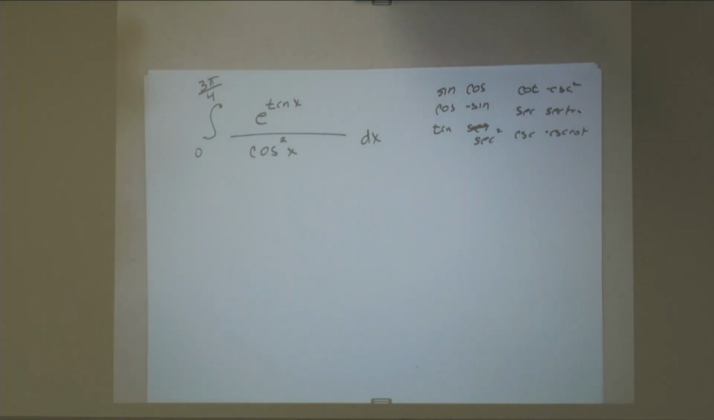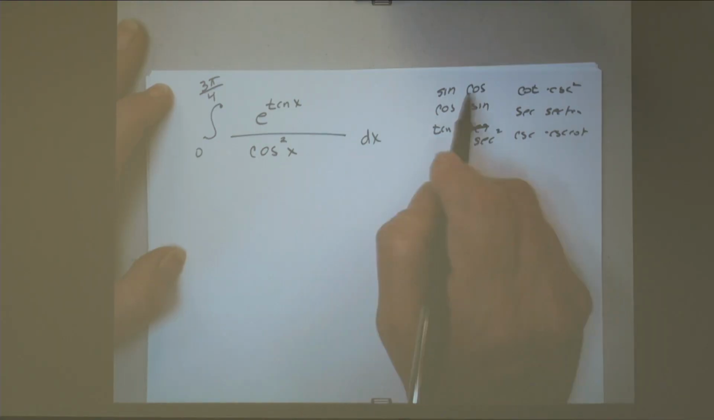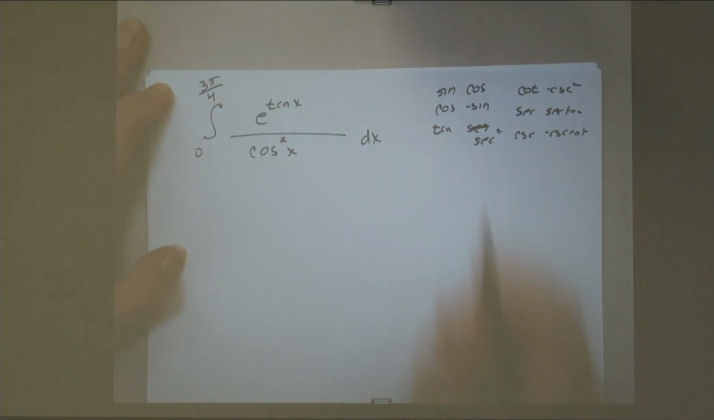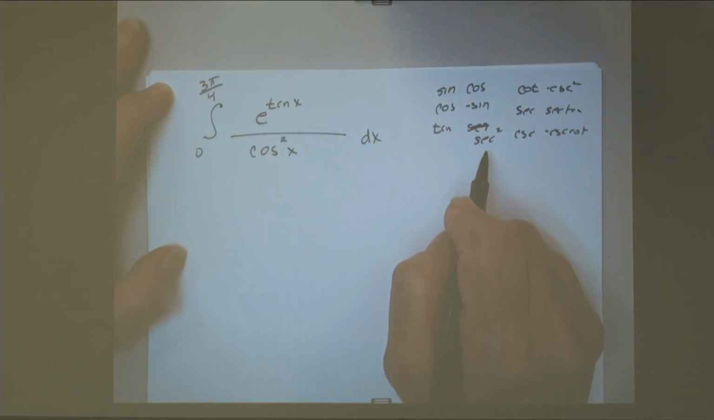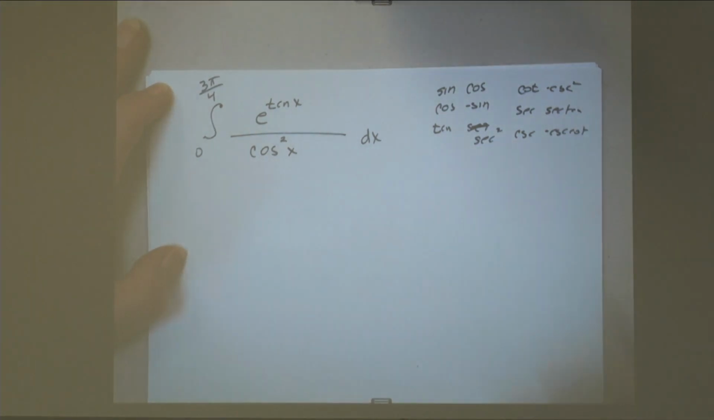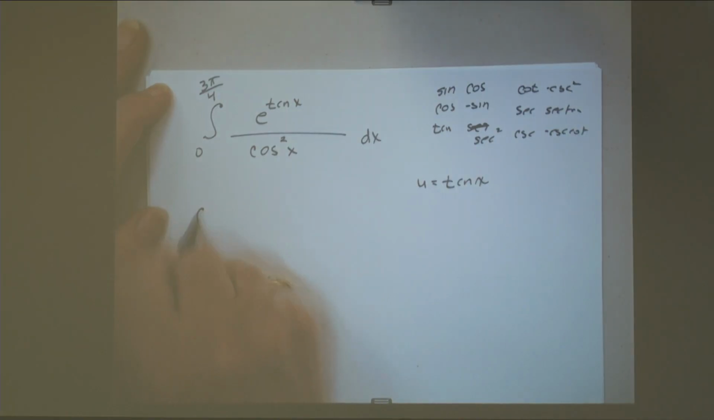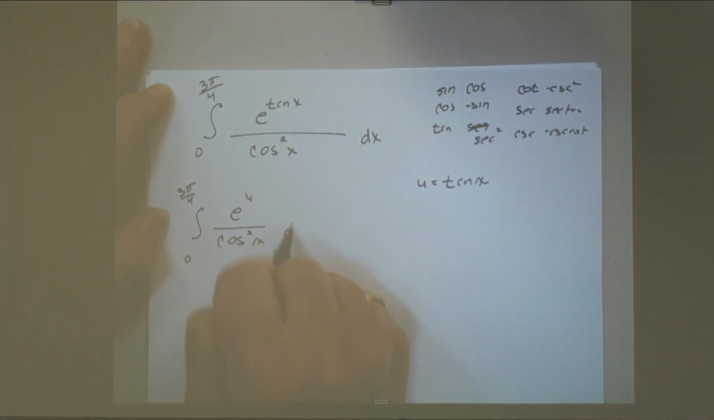All right, so if I use the something squared, then my derivative is going to be 2 times the something, and that's not going to clear anything up. If I use cosine, my derivative is going to be sine, and that's not going to clear anything up. But what if I make tangent my u? Well, the derivative of tangent is secant squared. And remember, secant squared is 1 over cosine squared. So there you go. So we're going to make u tan x. So now I'm integrating from 0 to 3π/4 e to the u over cosine squared x dx.